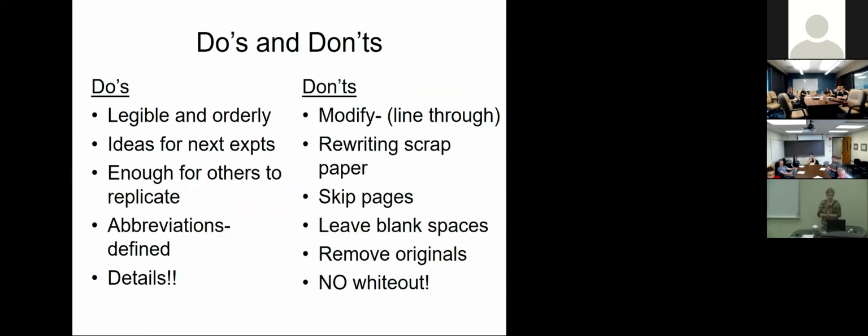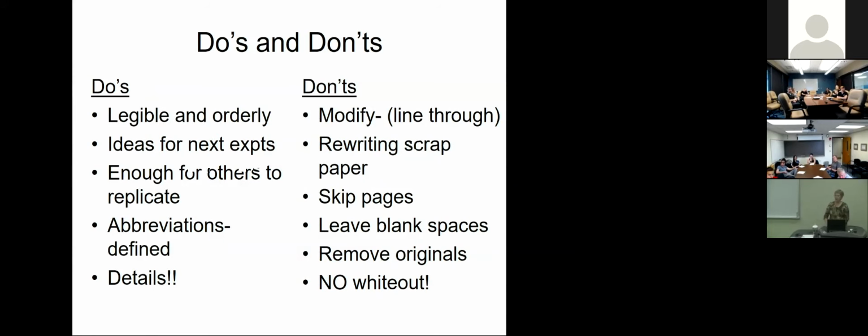Finally, do's and don'ts. Make it legible. Make it orderly. Have ideas for your next experiments. Comments on it. Have enough information there that someone else with some kind of science background could actually repeat it. Define your definitions or your abbreviations and give all the details possible.